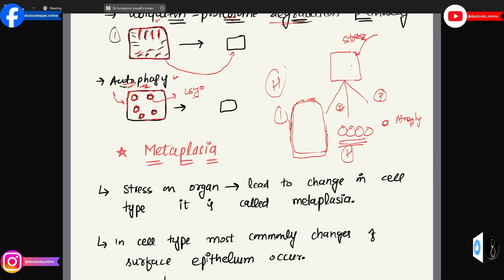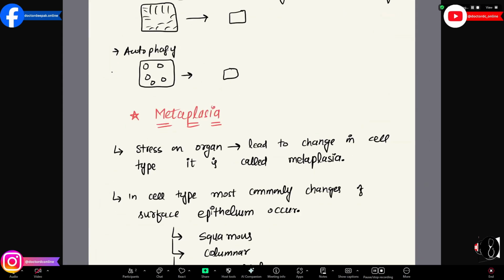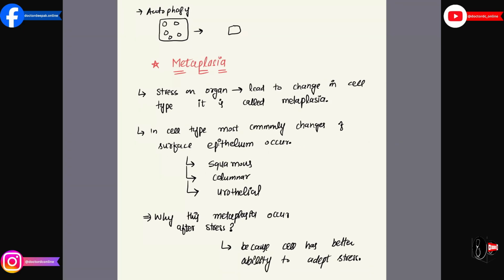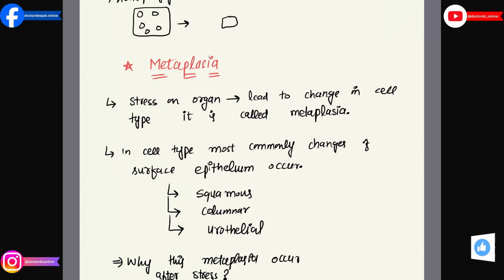Now let's discuss metaplasia. First of all, again, we have to understand the basic definition. What is metaplasia? To understand this, I will again take an example of one cell. Let's suppose this is one cell, and you are going to put a stress on this cell. When you put a stress on this cell, it will change its cell type.